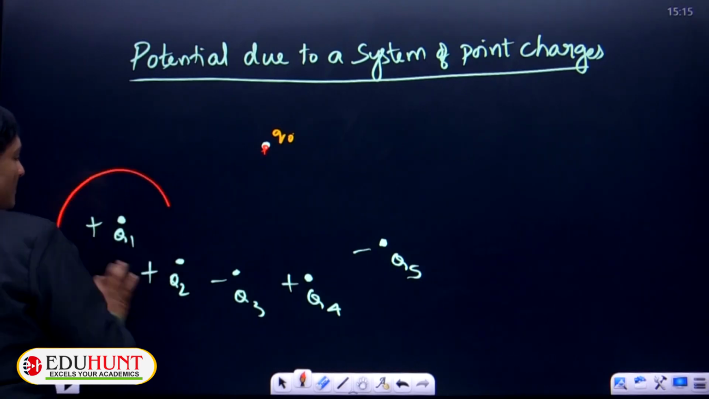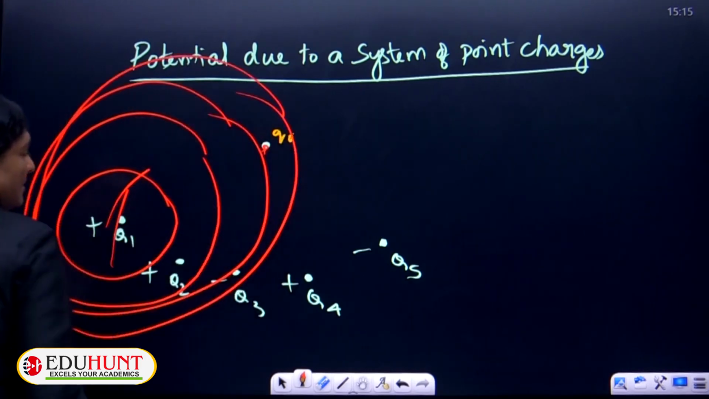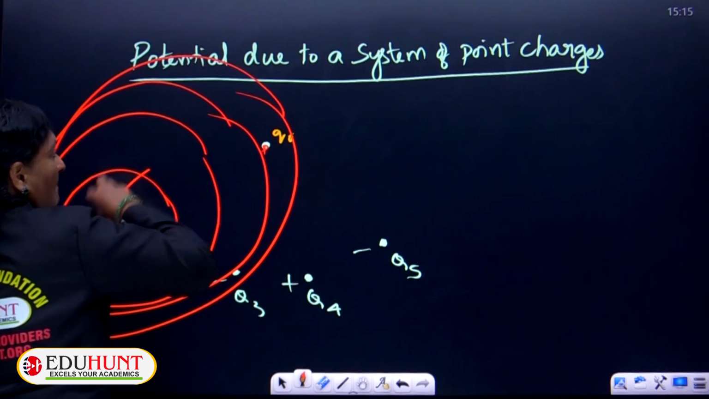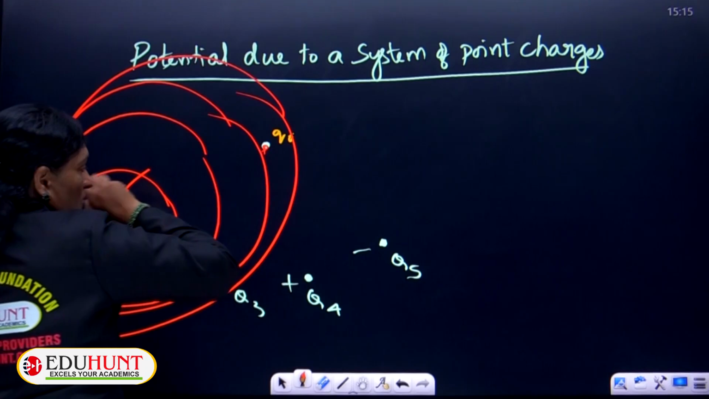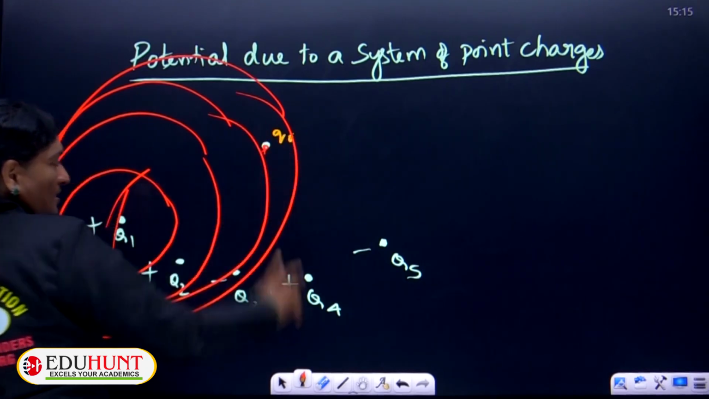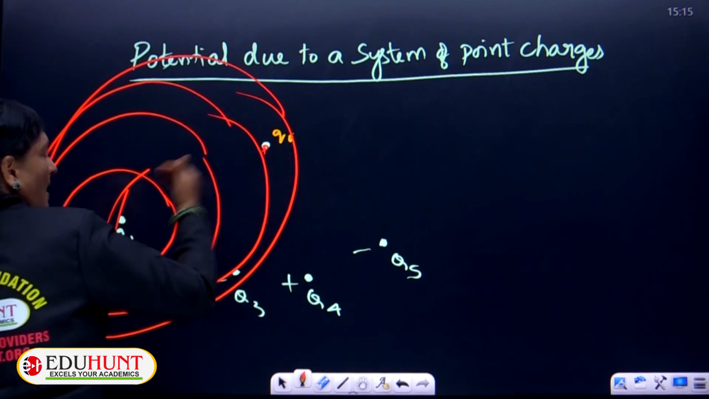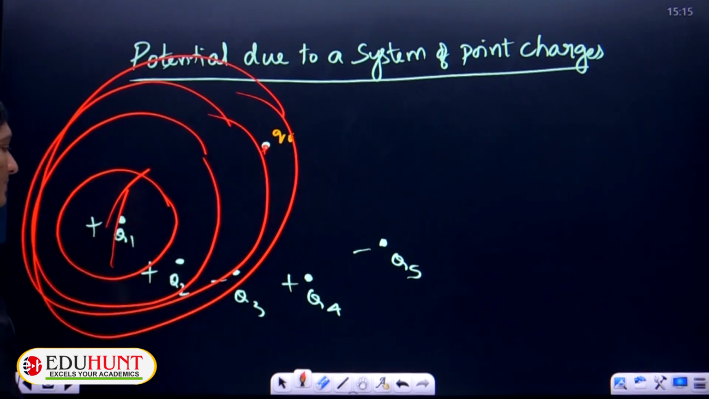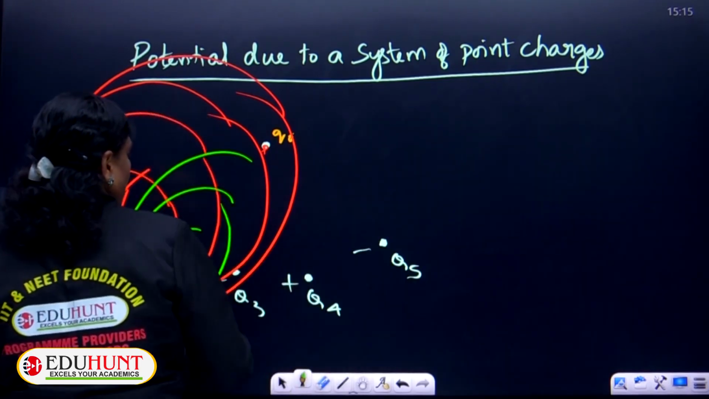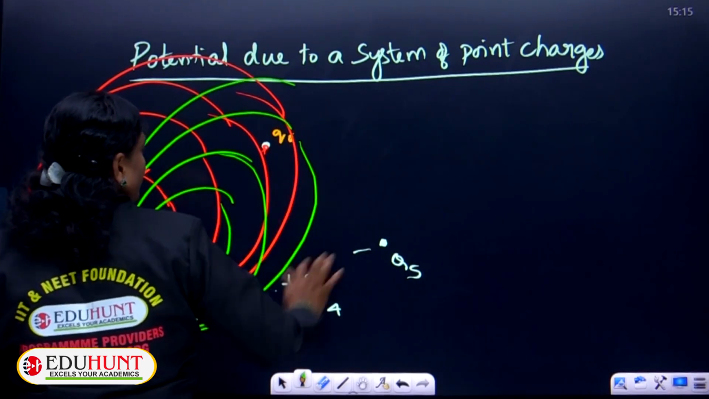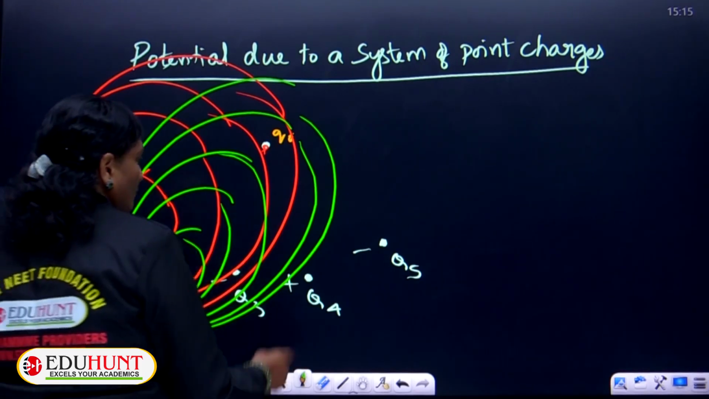Surrounding Q1, you have some electric field. Because of this electric field, some force is created on this charge. So, because of the presence of the other charge, some potential exists between them. Similarly, if you consider the charge Q2, surrounding this, some electric field is there, and in this electric field, the test charge is also there. Similarly for Q3, Q4 and Q5.